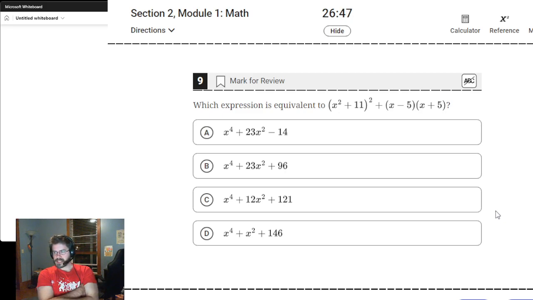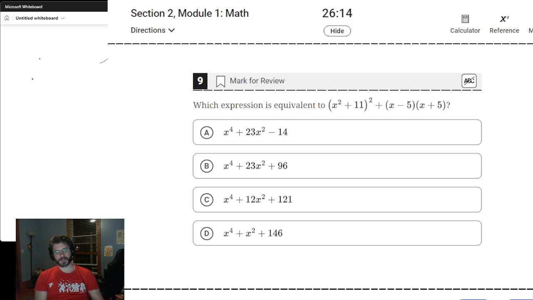All right, this one's just simple algebra. This is, again, going to be in the nonlinear equivalent category. We're distributing. So looking at the answer choices again, it looks like we do need to factor out or expand each of our binomials. So we're going to do the first one first. And looking at the answer choices again, another tactic here is to only do the math that you have to. Notice that each of the final terms, negative 14, positive 96, 121, and 146, they're all different. So that is the only thing I'm going to calculate.